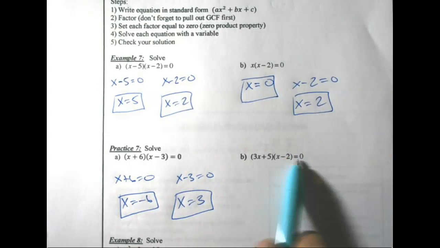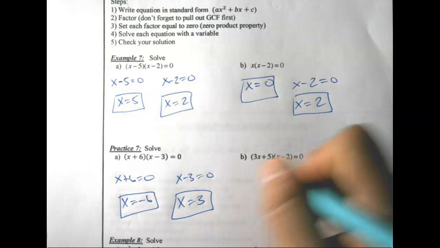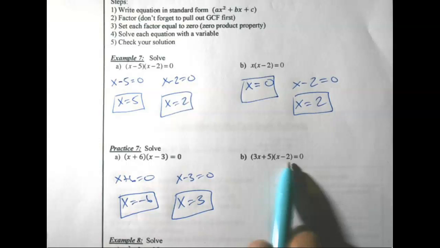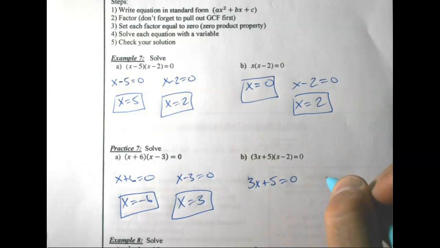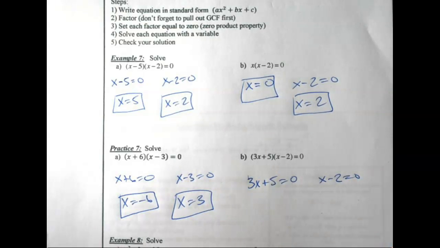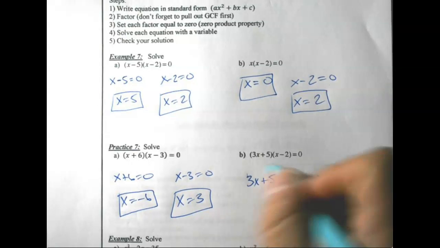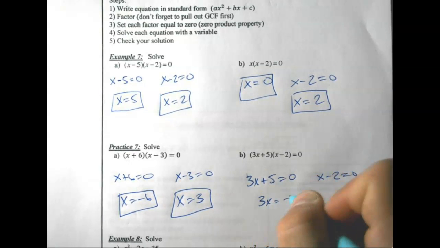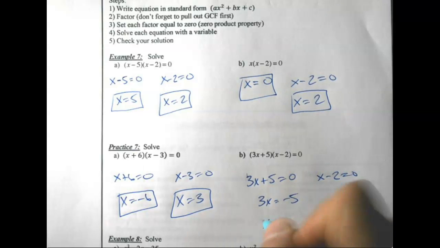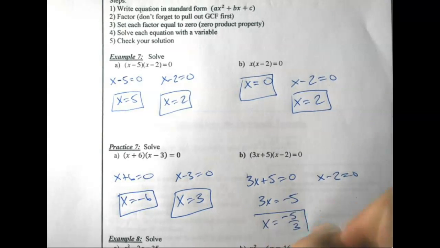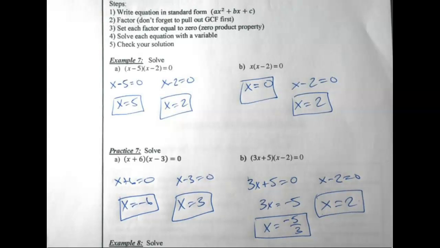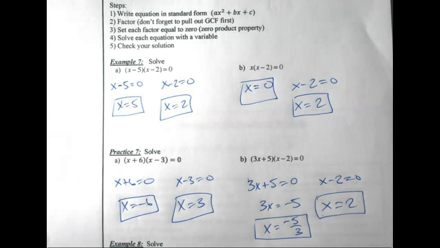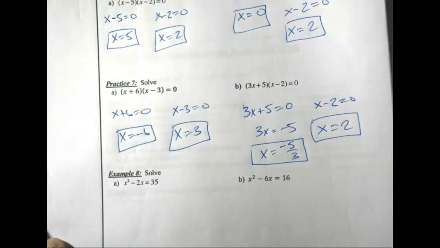Same thing here. This is already factored. You don't want to multiply that. You just want to set each factor equal to 0. Remember, if you multiply two values and the answer is 0, one of them has to be 0, if not both. So set both factors equal to 0. In this case, we do have a two-step equation. Subtract 5. 3x equals negative 5. Divide by 3. And x equals negative 5/3. Here we just have one step, add 2, and x equals 2. So again, if the equations are already factored, you don't want to multiply that out. You just want to set the factors equal to 0 and solve.